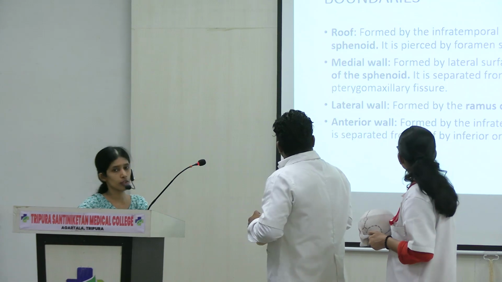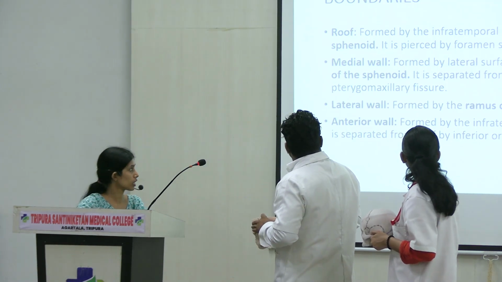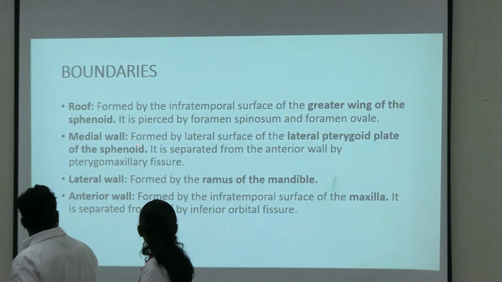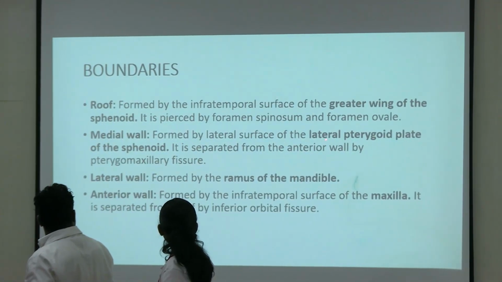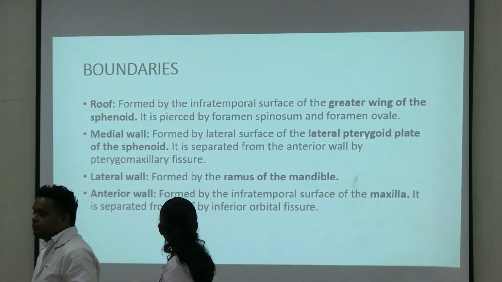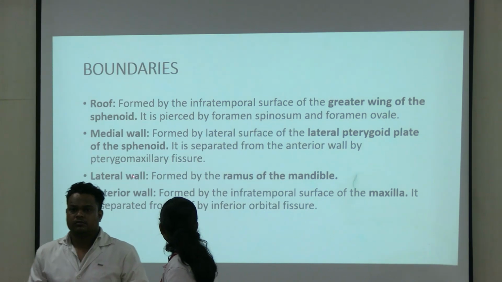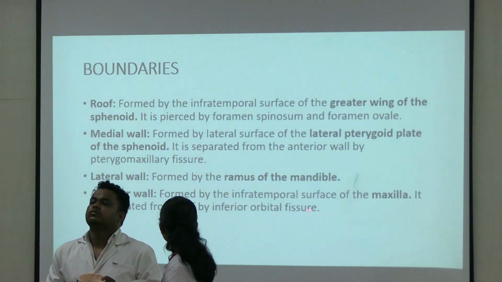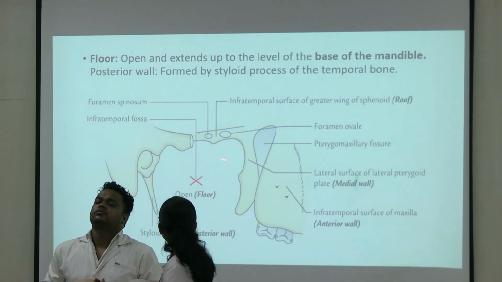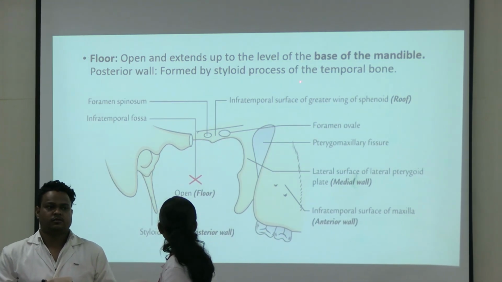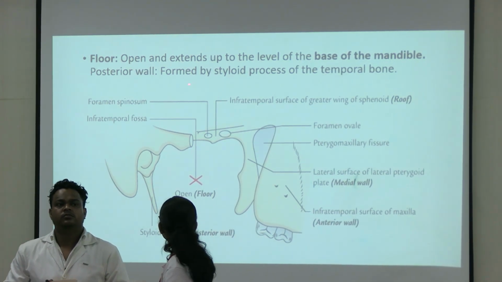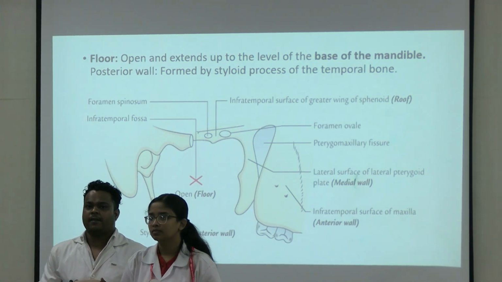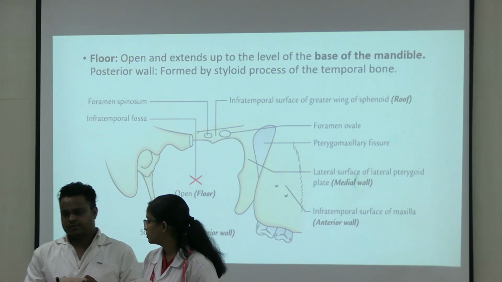So the roof of your infratemporal fossa is formed by the sphenoid bone. Medial wall is also formed by the sphenoid bone, but by the lateral pterygoid plate of the sphenoid bone. Lateral wall is formed by the ramus of the mandible. Anterior wall is formed by the maxilla bone. Floor is formed by the base of the mandible, and posterior wall is formed by the styloid process of the temporal bone. So which one is the styloid process of the temporal bone?